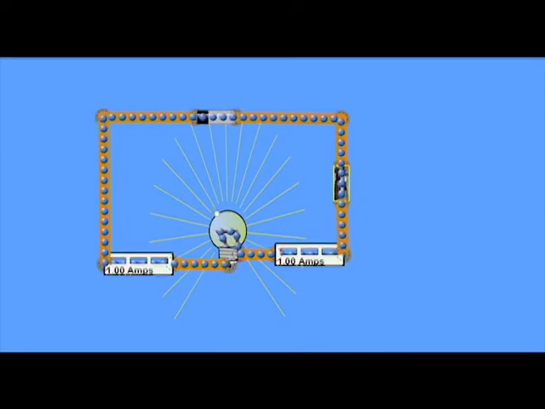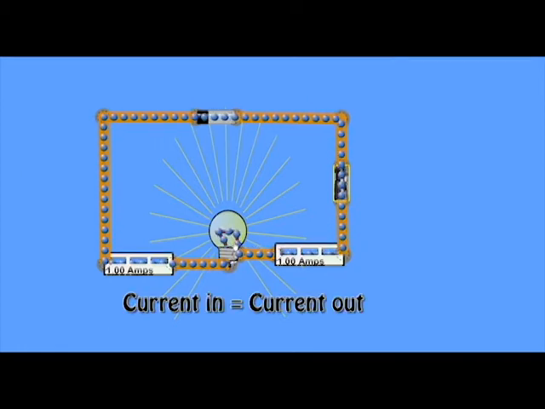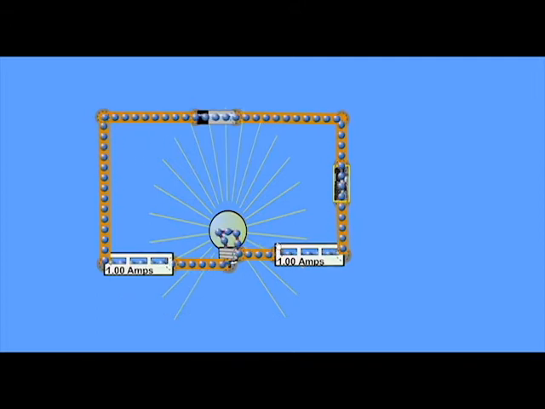In this case, we've got a current of 1.00 amps, and on the other ammeter it also says a current of 1.00 amps. I'd like you to consider the bulb as one point on the circuit, and the current entering that point on the circuit is the same as the current leaving that point on the circuit. It doesn't matter how much current there is, the current entering that point is the same as the current leaving that point.